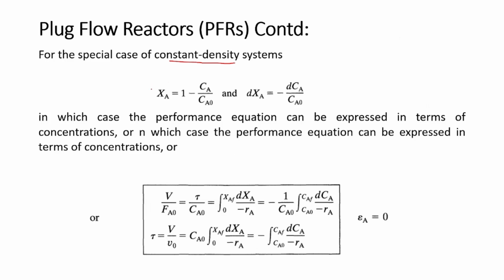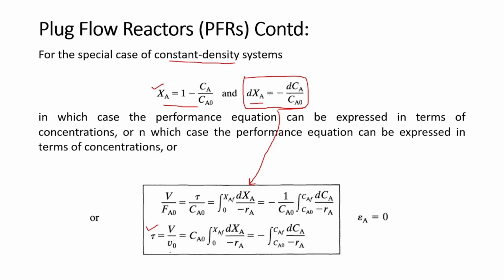When the volume is constant, for a constant density system, Xa is equal to 1 minus Ca by Ca naught. If you take the differential of this equation, you will get dxa is equal to minus dCa by Ca naught. Because 1 is constant, it becomes 0, and you only take the differential of this term. Now substitute into what you got from the previous slide, V by Fa naught is equal to tau by Ca naught is equal to integral dxa by minus Ra from 0 to xaf, and dxa is minus dCa by Ca naught. Substituting, you get minus 1 by Ca naught integral dCa by minus Ra from Ca naught to Caf.